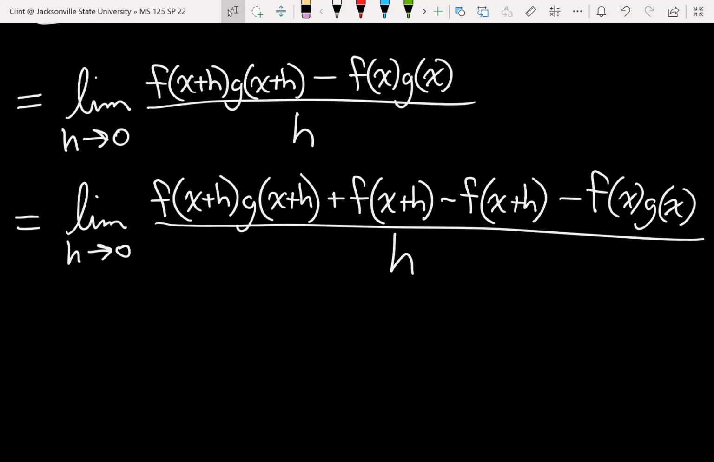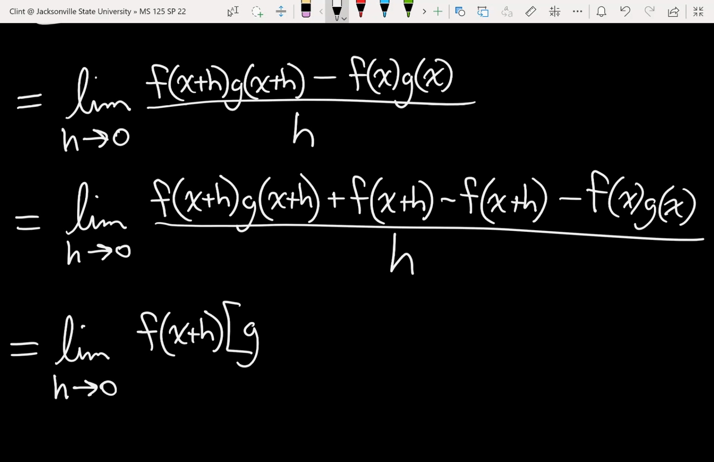The reason why we do that is because now we can factor. The first two terms, we've got f of x plus h in there. So I'm going to do it with a bracket. I'm glad you're not going to have to remember this.